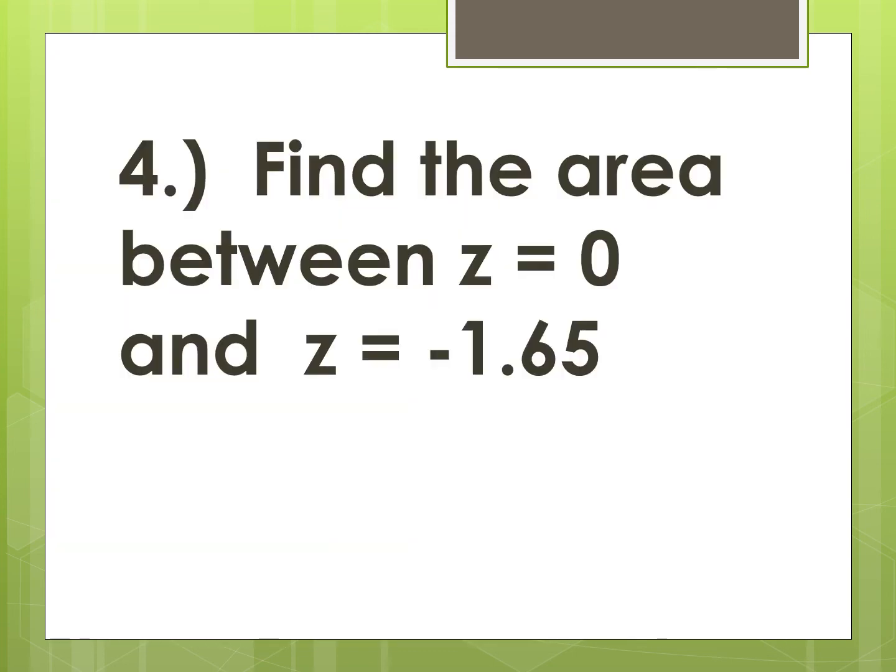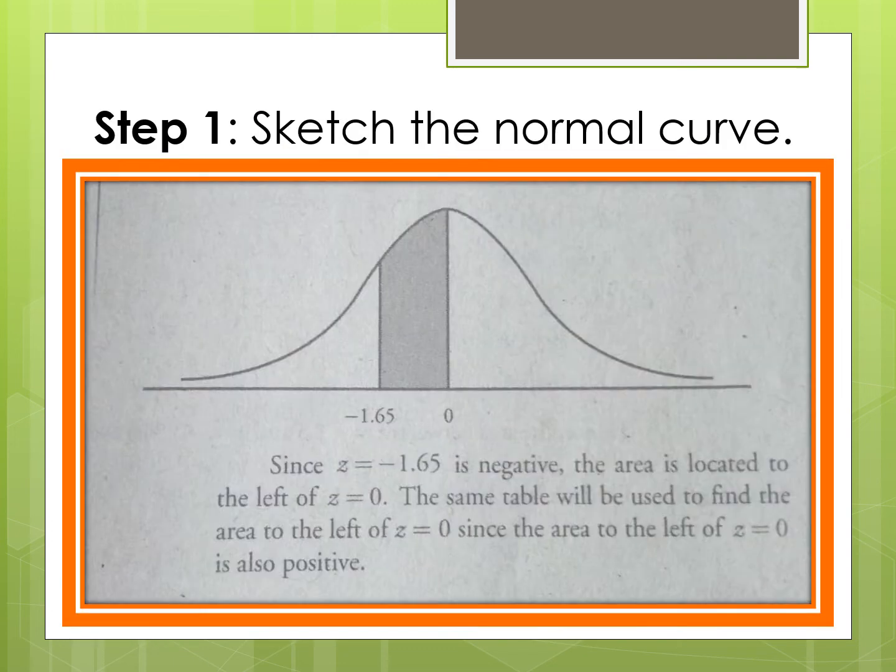Okay. Now let's proceed with number 4. Find the area between z = 0 and z = -1.65. As you can see, yung value ng z natin is negative. Since z is -1.65, the area is located to the left of z. Ayan. So ito yung graph. Dito naman tayo sa left side ng 0.